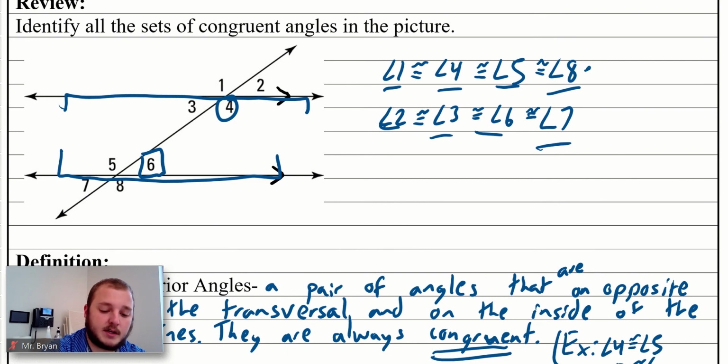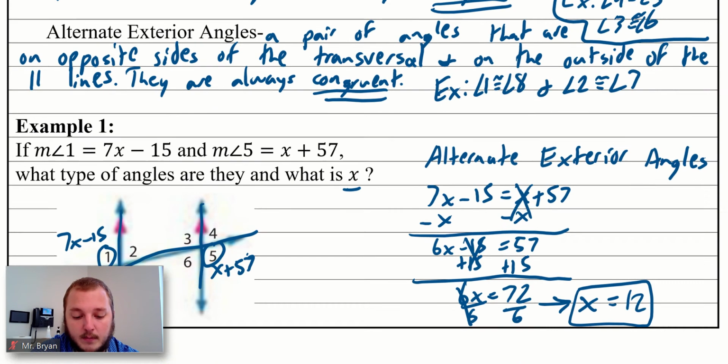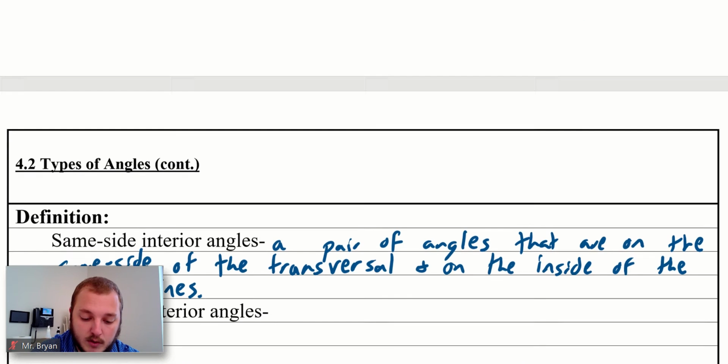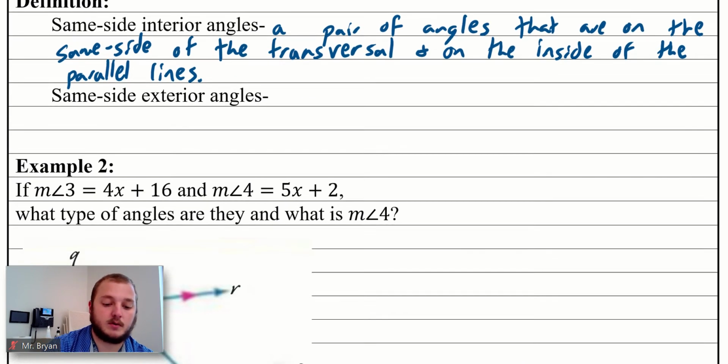Going along those same lines, if I look at angle 3, so we'll just connect those there. Angle 3, the same side interior angle would be angle 5. And notice we can't say that they're congruent necessarily. We might know that, we might not. But the one piece of information that we do know with these is that they're always going to be supplementary.